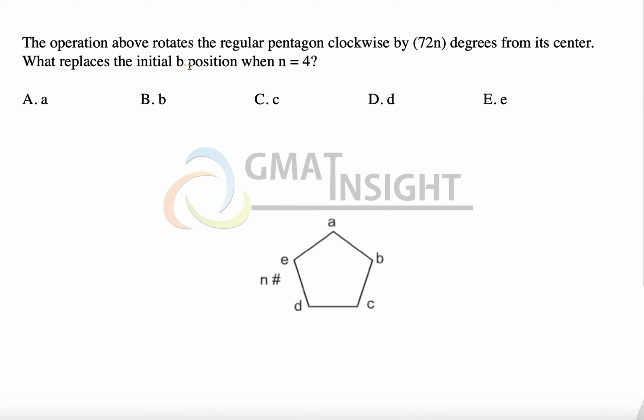The operation above rotates the regular pentagon clockwise by 72n degrees. So the very first information that we need to know in order to answer this question is, what does 72 degrees have to do with the pentagon?